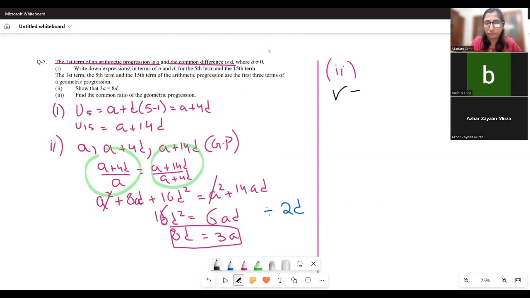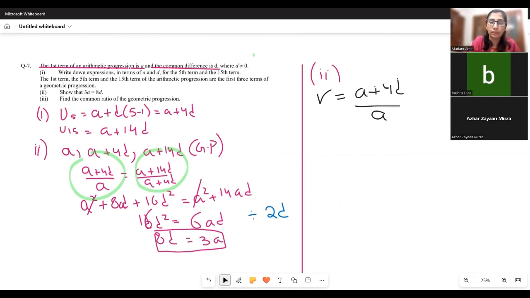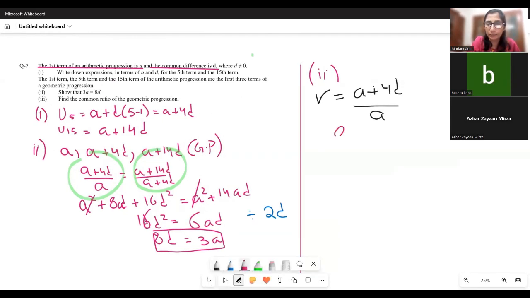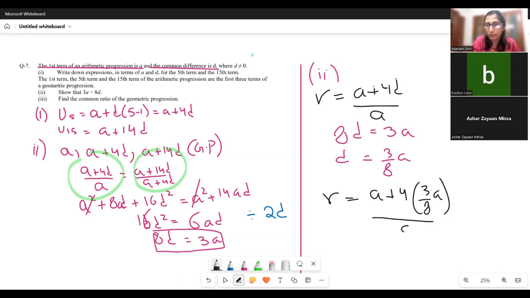R is a plus 4d upon a. Okay. So from here I can write that 8d is equal to 3a. So then d will be equal to 3 by 8 a. Now replace d with 3 by 8 a. R equals a plus 4 times 3 by 8 a, upon a.